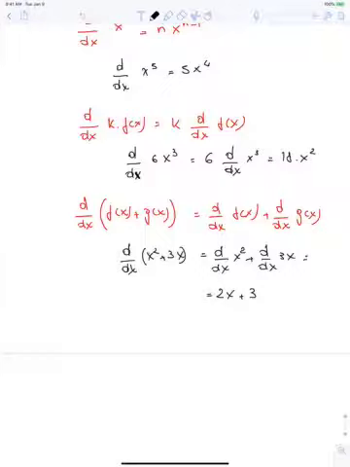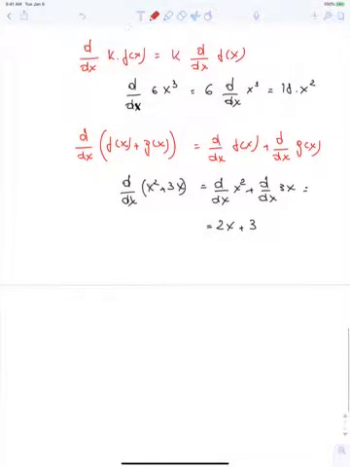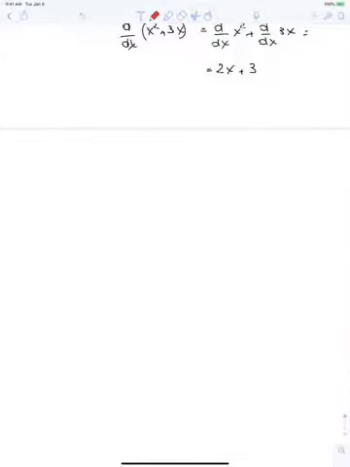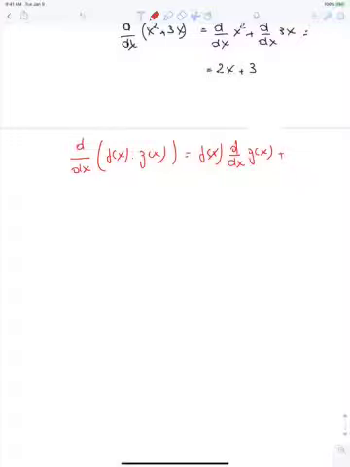Now we have to do the product rule, which is probably the one that students tend to forget most easily. So if we have the derivative of a product of functions, f of x times g of x, what we do is the first function times the derivative of the second function plus the second function times the derivative of the first function.